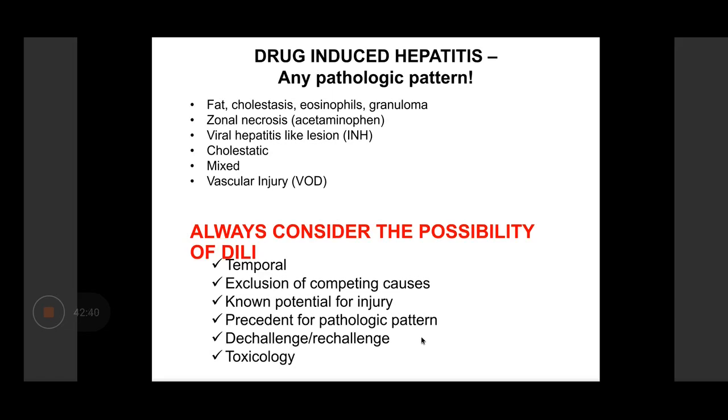I have a patient who's taking INH. I get a liver biopsy. He has a viral hepatitis-like pattern. So it could be due to INH because it's showing the same pattern that it has a known potential for. And the final, of course, is rechallenge, which has to be done with great care if at all required. So that may or may not be done.